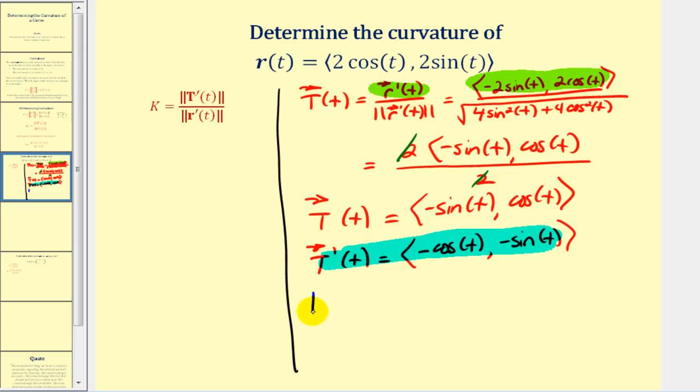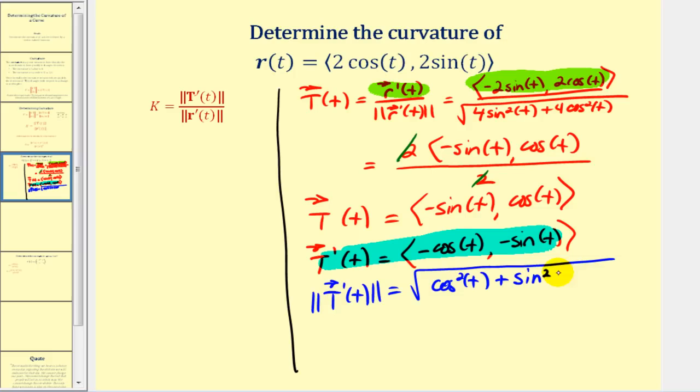So the magnitude of T'(t) is equal to the square root of, this would be cosine squared t, plus, this would be sine squared t. Well, that's going to be equal to the square root of 1, which is equal to 1. And now we need the magnitude of r'(t). It's going to be similar. We have the square root of, well, negative 2 sine t squared is going to be 4 sine squared t.